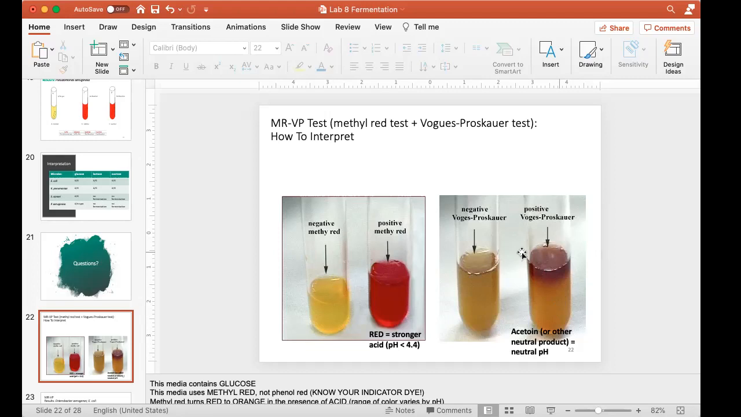We typically already know that we've got an organism that can ferment. Maybe we did the carbohydrate fermentation test first. So now we want to know, well, what's the pH of the acid product? And can it take the acid product and turn it into acetone? So we run these together because the two questions we're asking are related to each other.